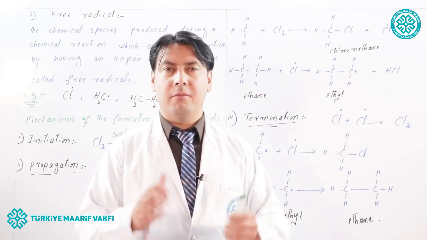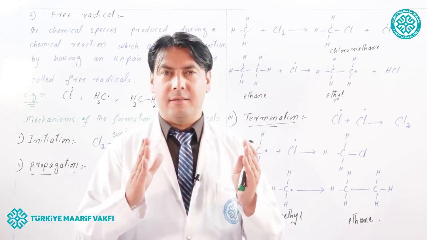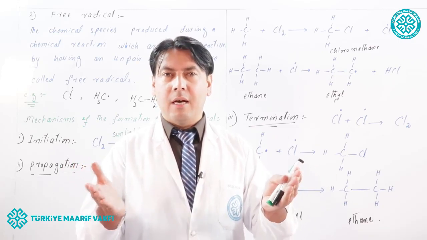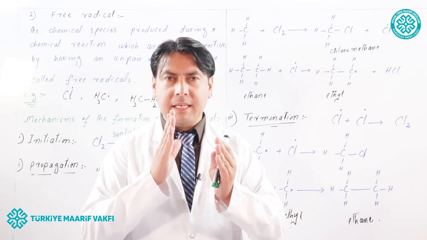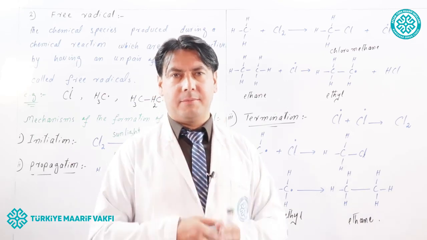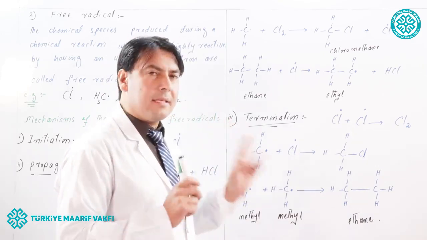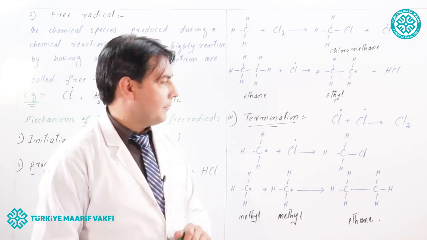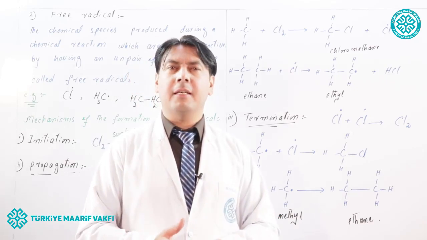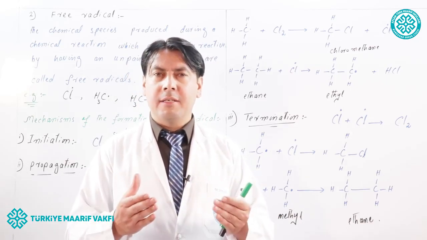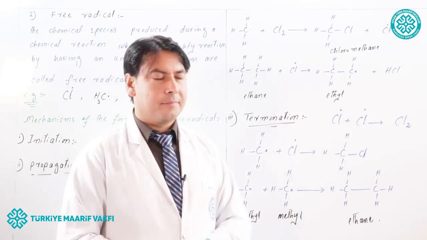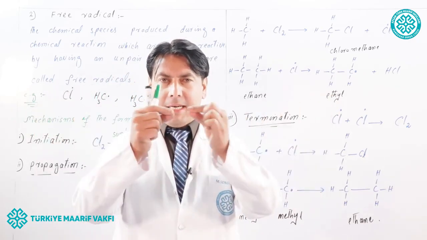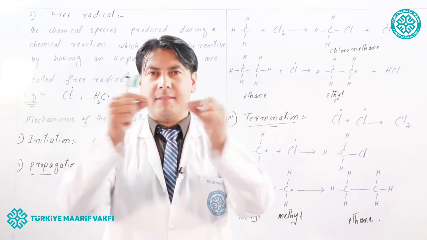But how can the free radical reaction be ended? How can the free radical mechanism be stopped? So the third step is termination of the free radical reactions. So how can the free radical reaction be ended? When two free radicals combine together, they will form a stable molecule.